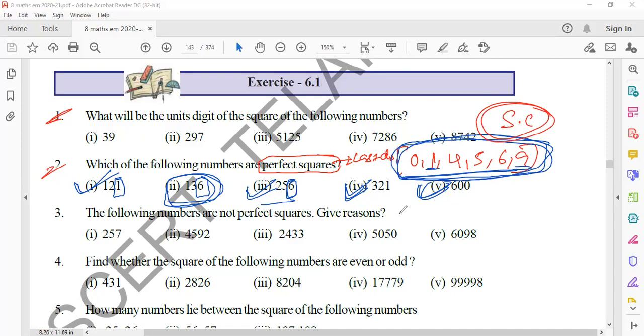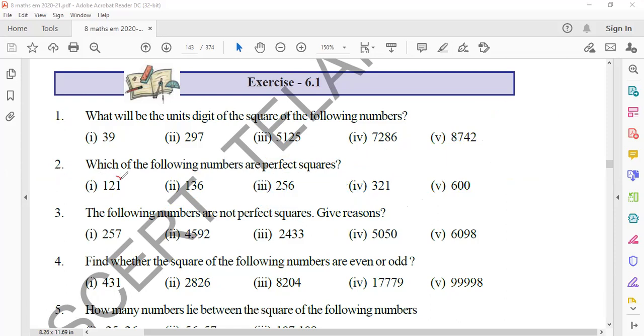But better, you have to go through my process: is it a perfect square or not? What I told you, use the prime factorization method. Take 121, do it out. 121 is 11 times 11. It is clear, we can say clearly.